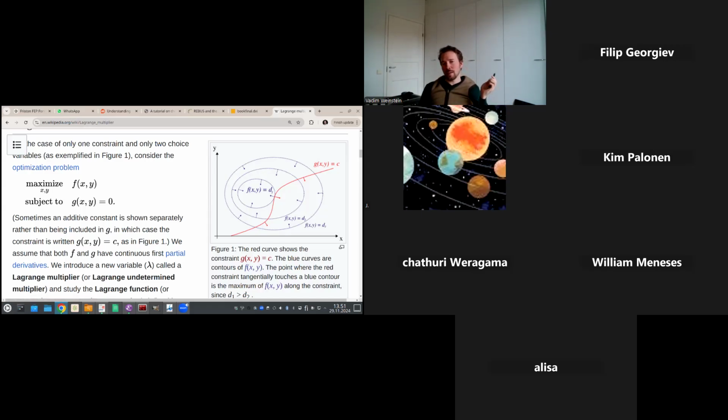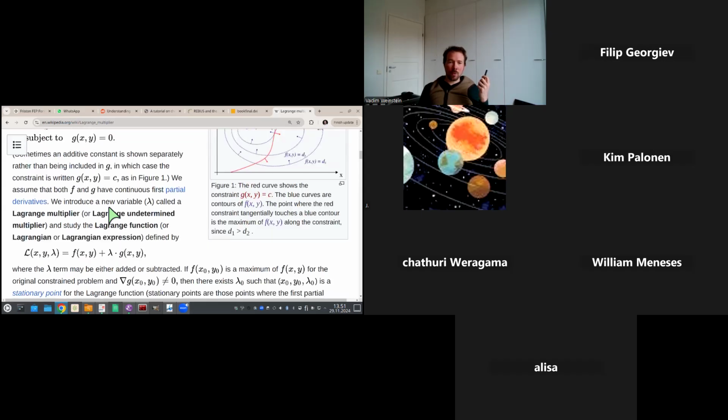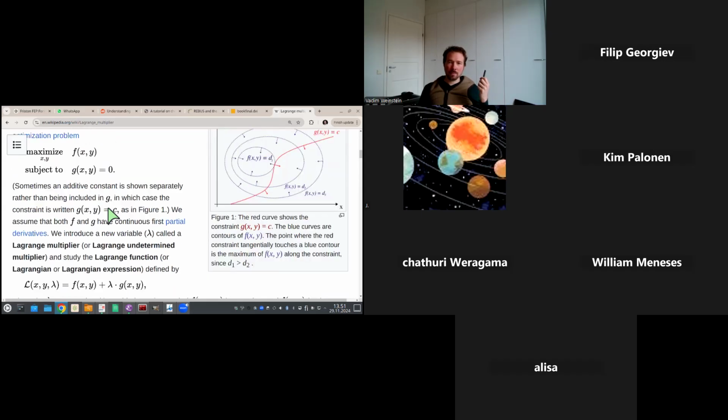So in order to maximize this f subject to this level set, all you have to do is find a point, or all the points, where the gradient of f equals the normal to this g, okay? And what does it mean that it's normal? It means that the dot product of the gradient and this g is zero.